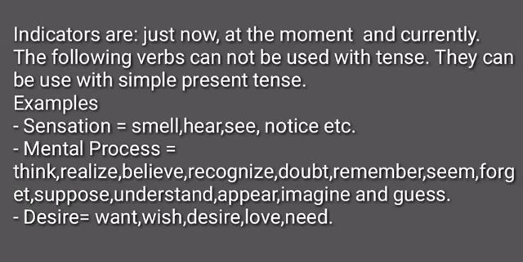Indicators of present progressive tense are words like just now, at the moment, and currently. It means when you meet a sentence with the words mentioned above, that is just now, at the moment, and currently, understand that the tense which should be used there is present progressive tense. Now, the following verbs cannot be used with this present progressive tense. They can be used with the simple present tense.